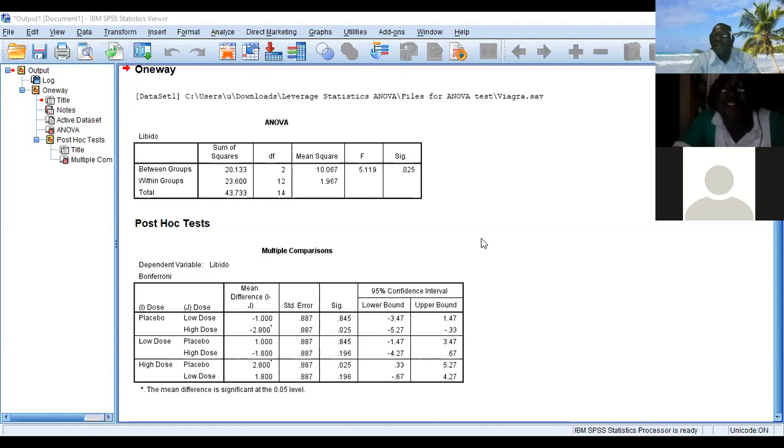Okay, how do you report it? You have finished your study. How do you report it when you are writing it up, like in a thesis?